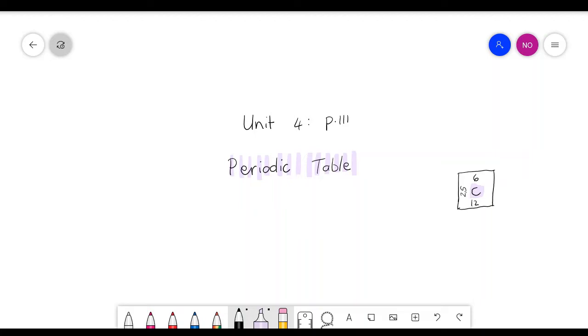Okay. The first thing that I want to talk to you about is on page 113 where they talk about the zigzag lines.